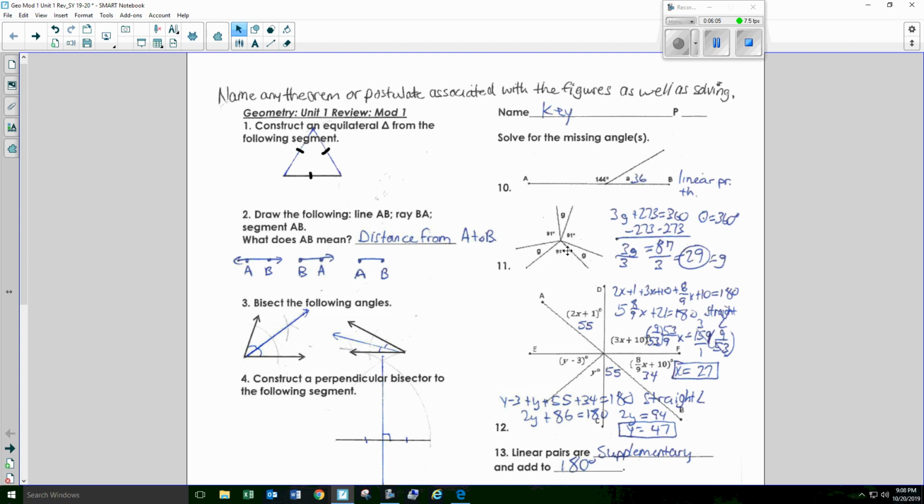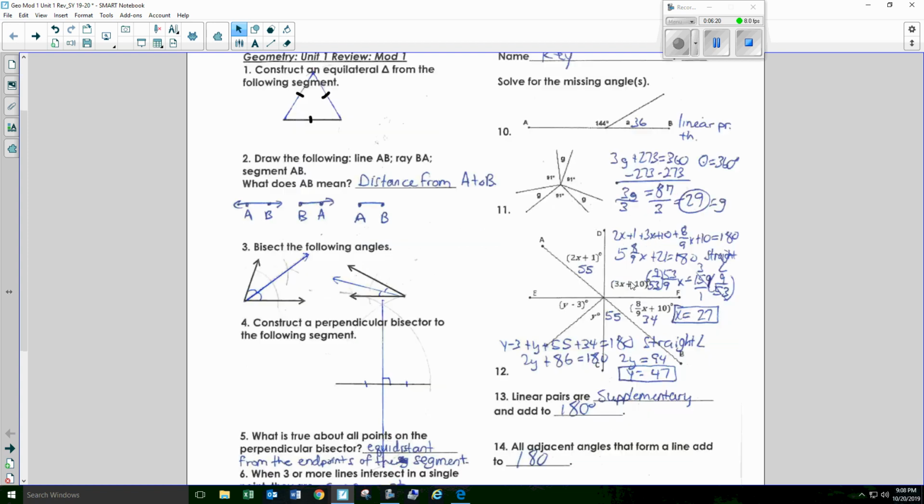Number 10, all these angles combined here create a circle. We know a circle is 360 degrees. So you set up our equation, 1g, 2g, 3g's plus 273 equals 360. Subtract the 273 across, divide by 3, and I get 29.